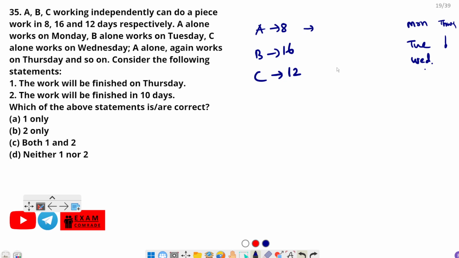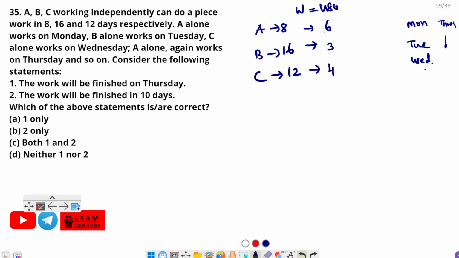Okay, what is the LCM of these three numbers? 48. So let's assume 48 as the total work. Work is equal to 48. So A will complete 6 units in a day. B will complete 3 units. C will complete 4 units. Okay, what is asked is the day on which the work finishes.